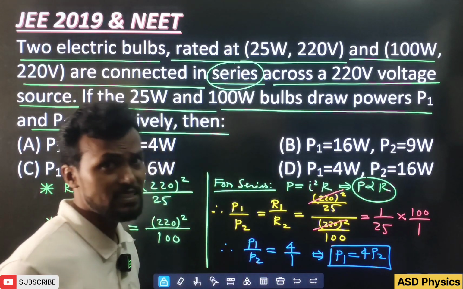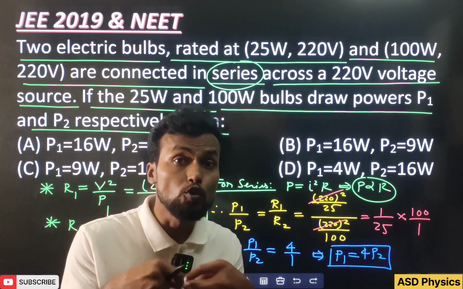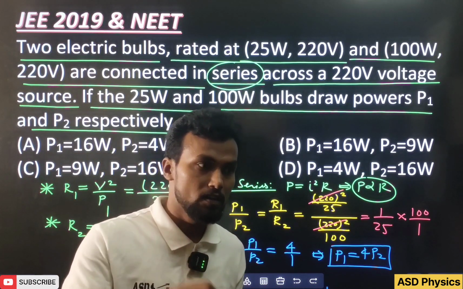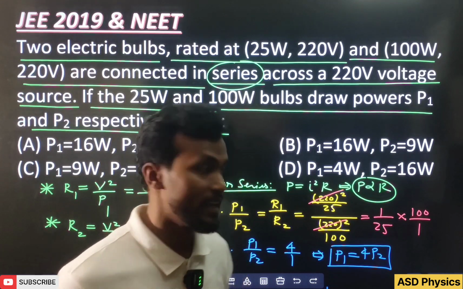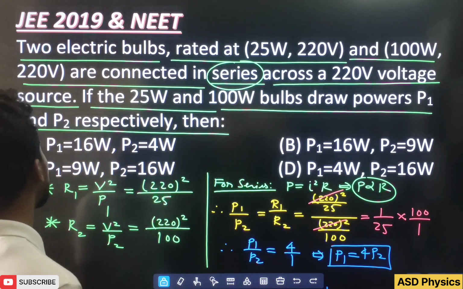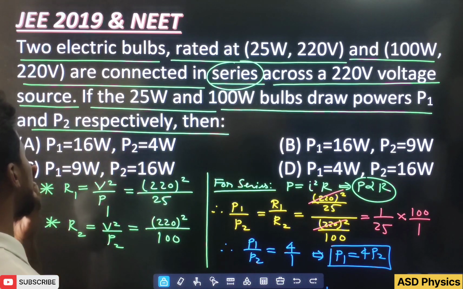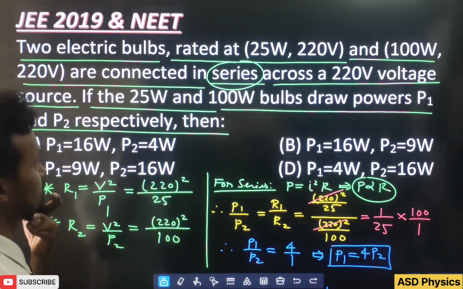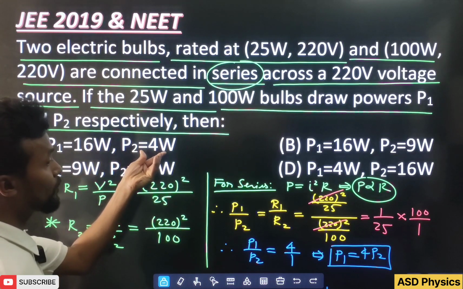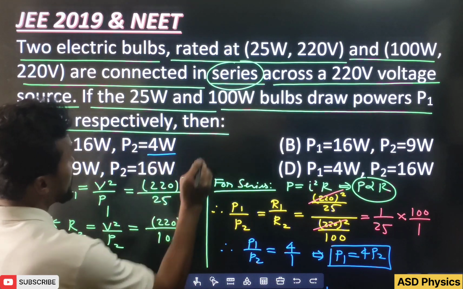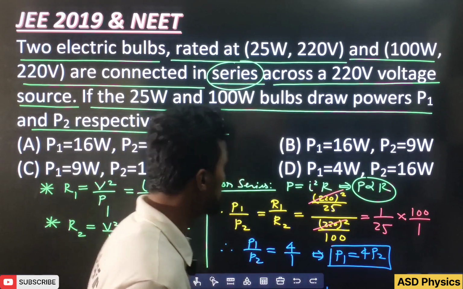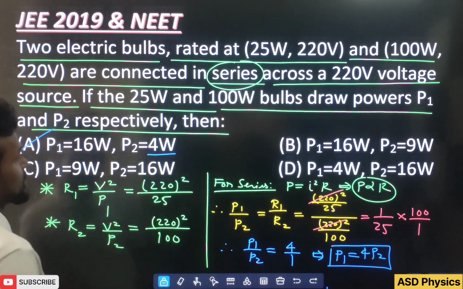Remember that in series connection, a bulb of lower wattage will dissipate more power, more energy. So P1 equals 4 P2. You can check the options here. By checking the options, you can see if P2 is 4, P1 will be how much? 4 into 4, 16. That means only option A is satisfying this condition.